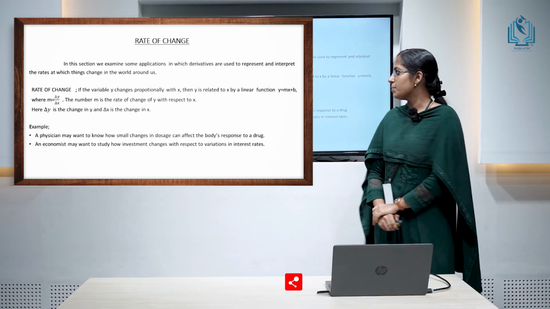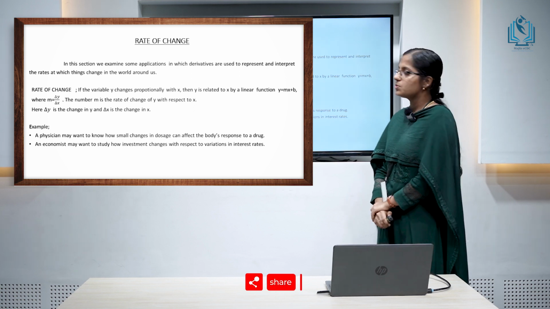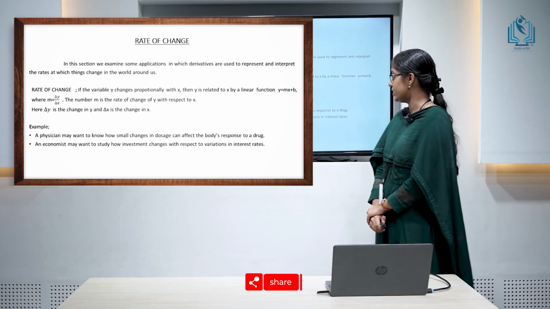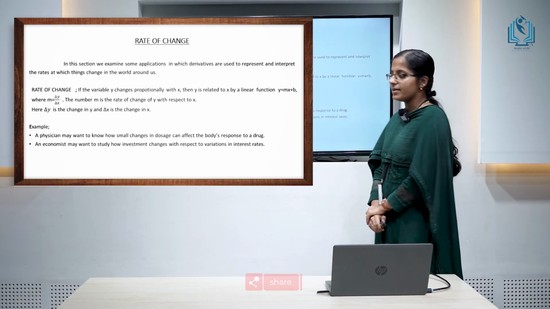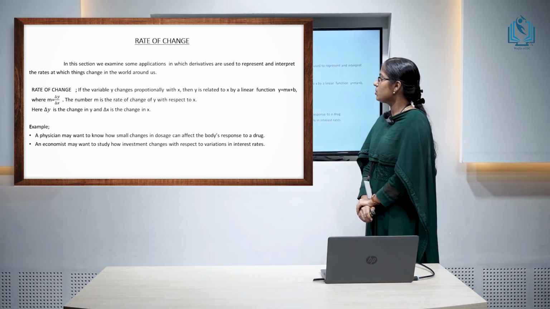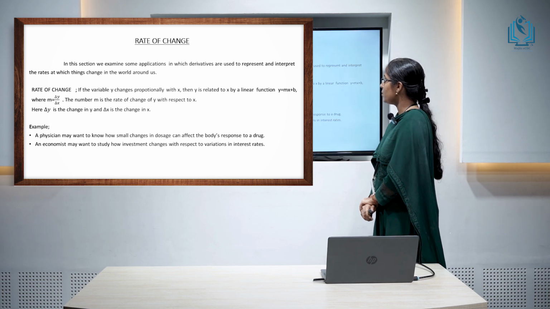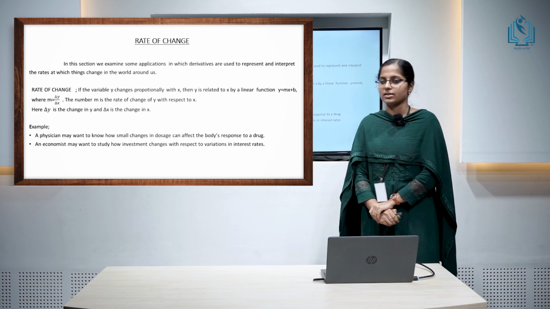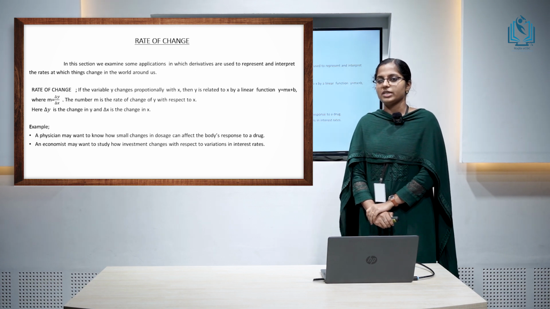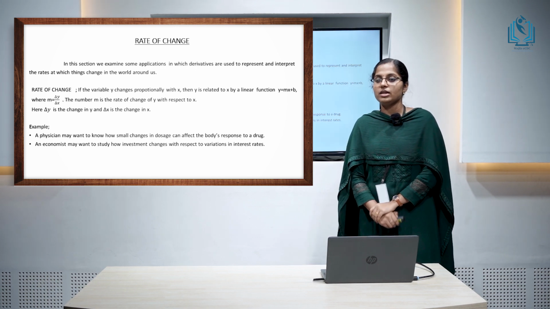Some examples of rate of change: a physician may want to know how small changes in dosage can affect the body's response to a drug. Another example is an economist may want to study how investment changes with respect to variations in interest rate. That is, rate of change is applied in many fields.